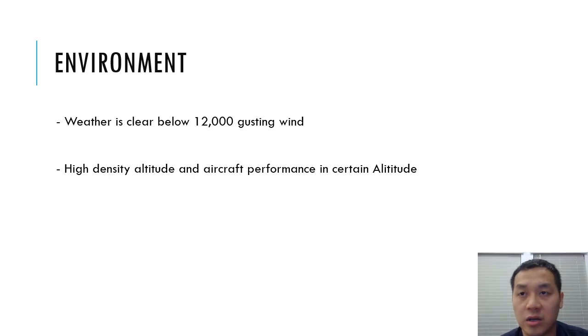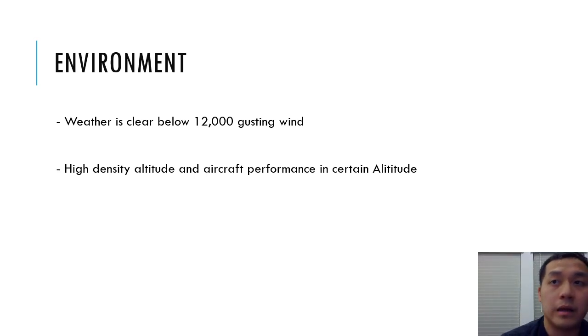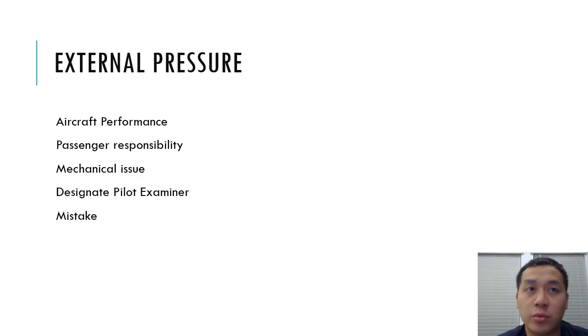I set it as 2422 on my manifold and 2400 on my prop. And I maintained that. I made sure that my airspeed was around 135 or maybe lower by maintaining better maneuver speed. My external pressure was aircraft performance, because it has 9 hours left before the 100 hours and 50 hours maintenance, and as a pilot, my responsibility is to make sure my passenger is safe.